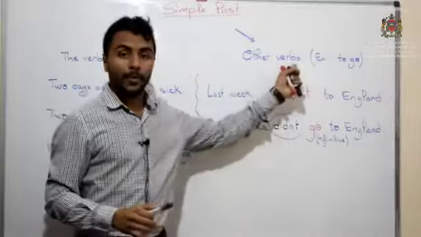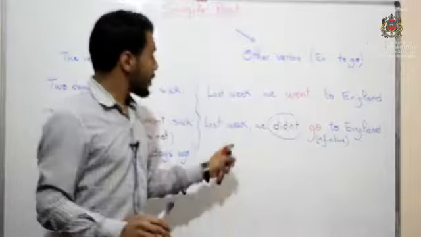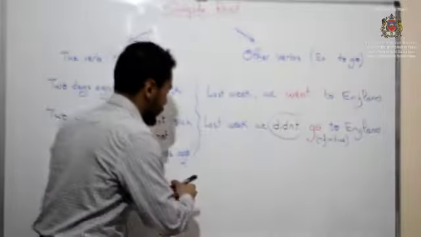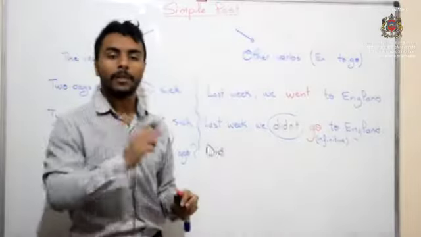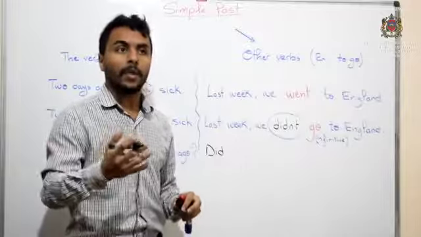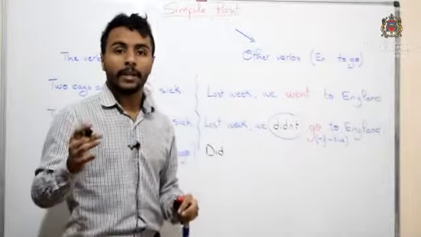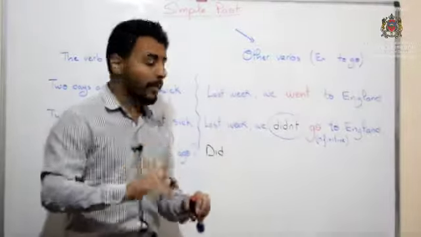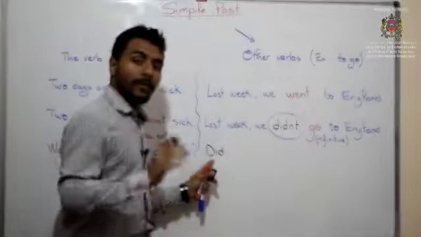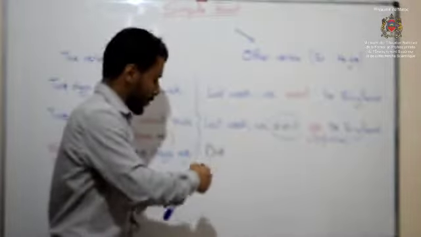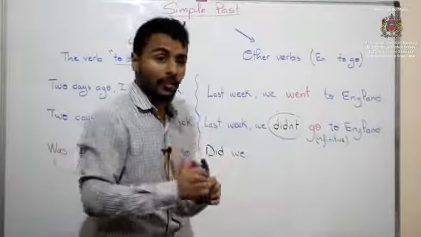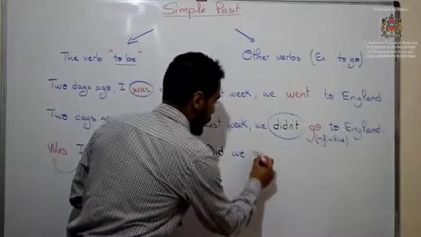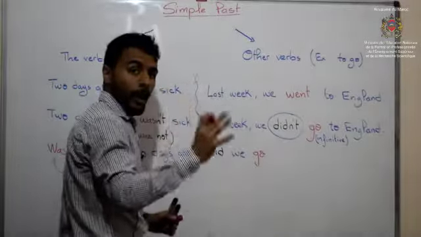Well, for other verbs, when you want to make a question, start with did. All the time. Always start with did. Unless you have a WH word like where, when, you can say when did or where did. But if you don't have where or when or what, you can use the verb directly. Did plus subject, we, and the verb not changed. Go. It's not went. No, go.